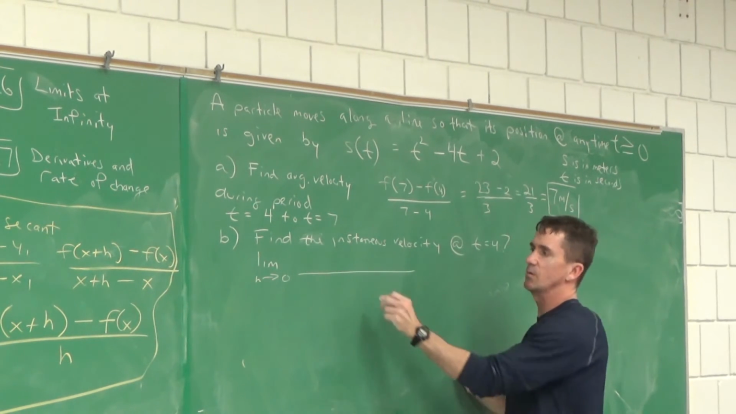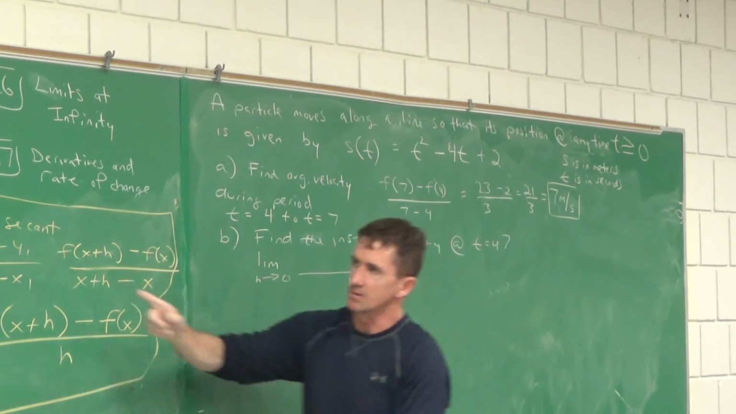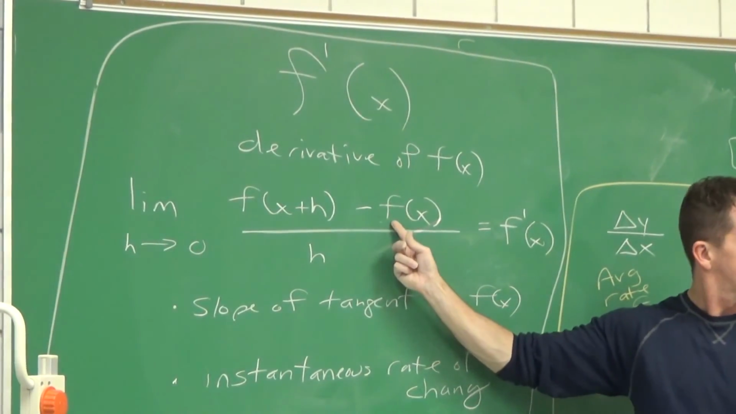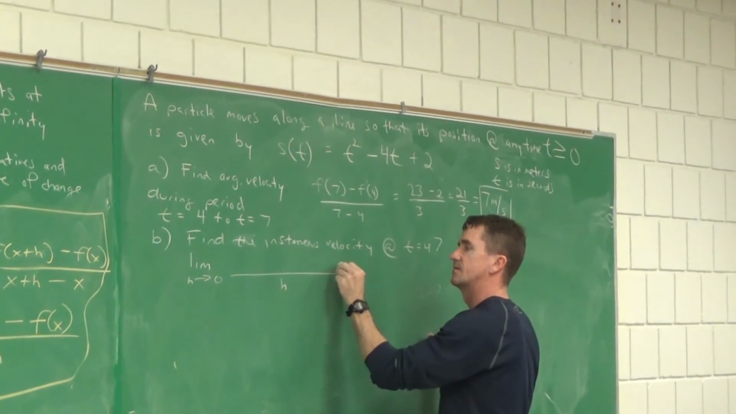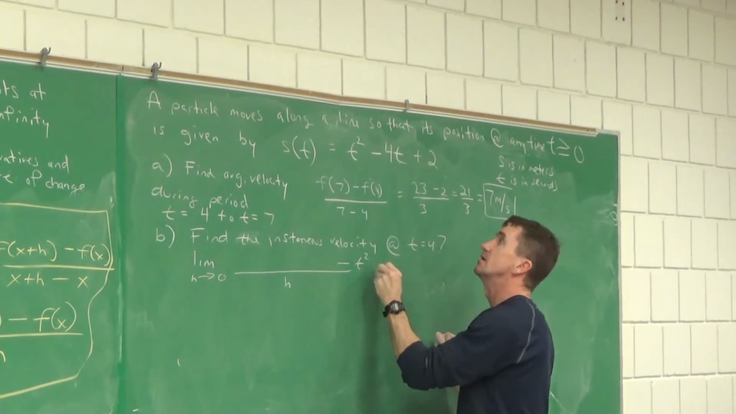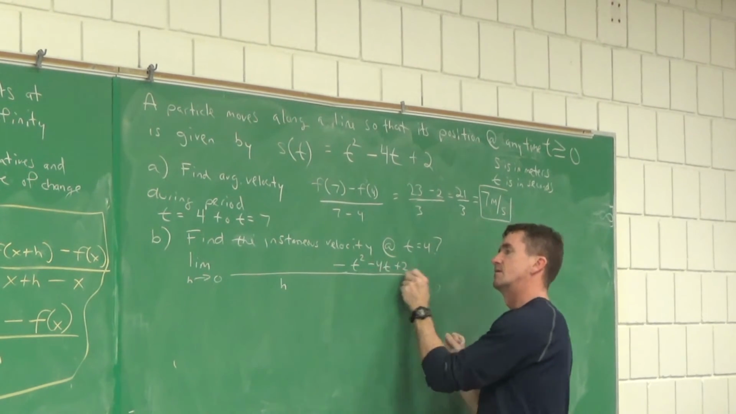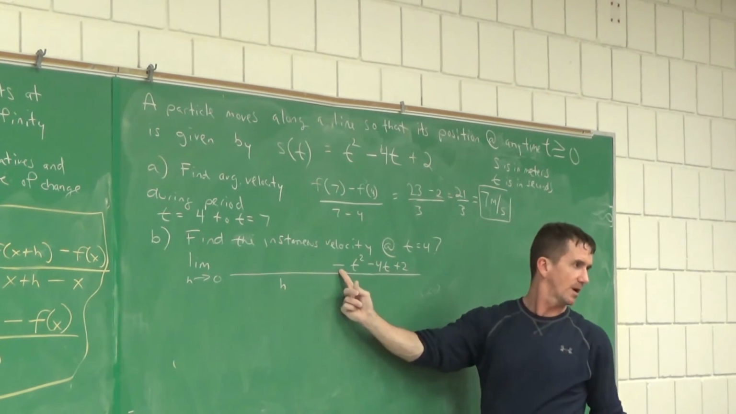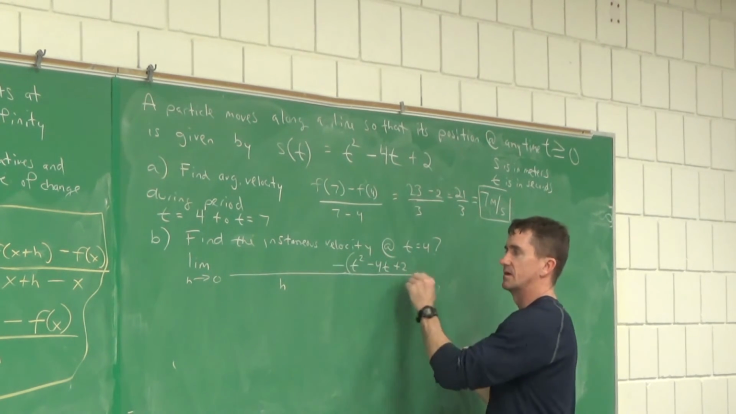Let's start with the easy part. What little letter's down here? H. The other easy part: this just says f of x, right? So what's the f of x? It's right here, it's just t squared minus 4t plus 2. But don't I have to do something with that minus here? I have to put parentheses around it. Yeah, there you go.